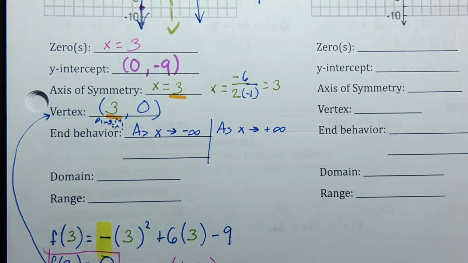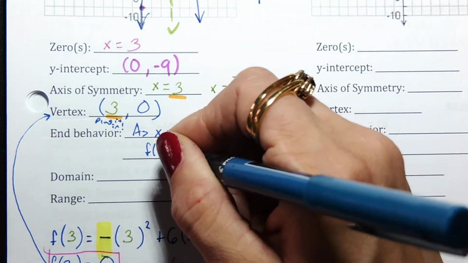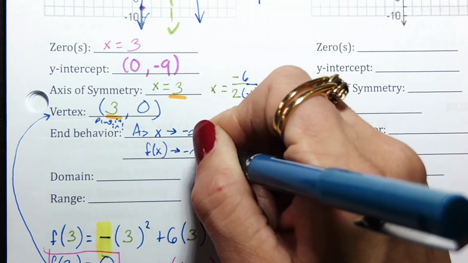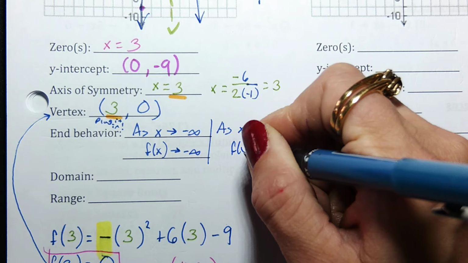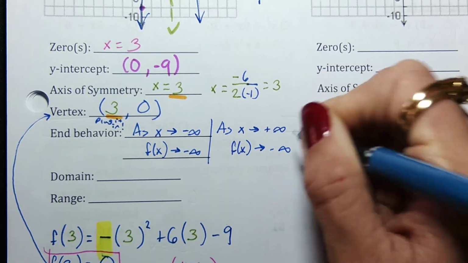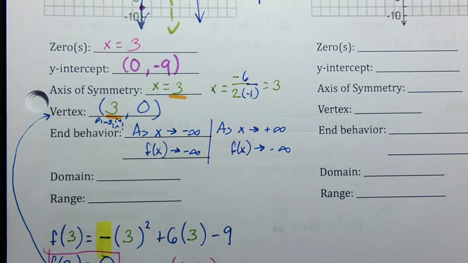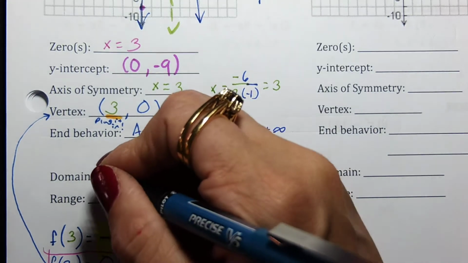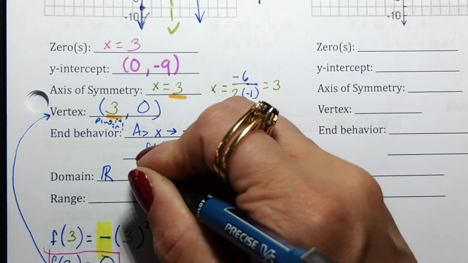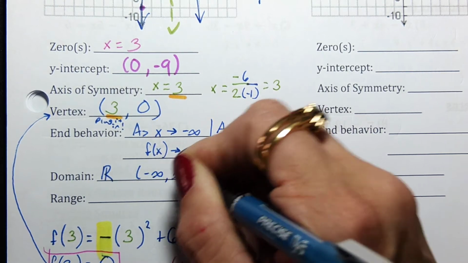Since this is a sad graph, my end behavior is going down and down because of that negative leading coefficient. So f of x goes towards negative infinity, and f of x goes towards negative infinity. So we look to the left, we look to the right, and the function goes down towards negative infinity on both ends. My domain is all real numbers, or negative infinity to infinity.